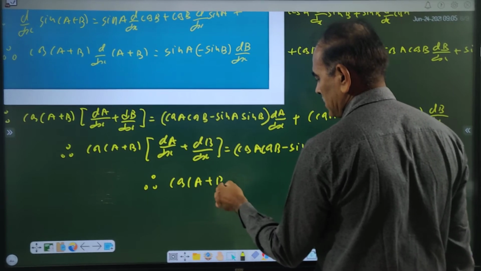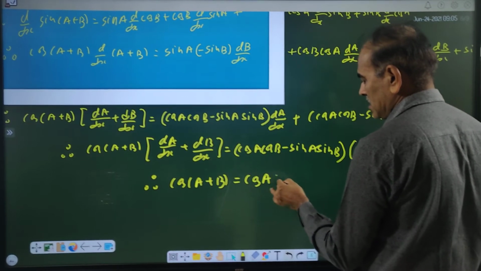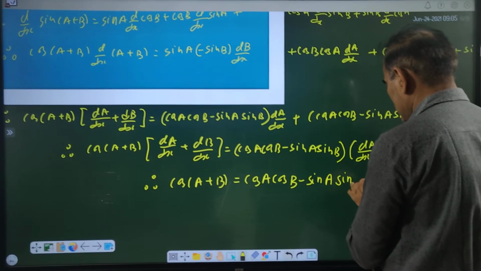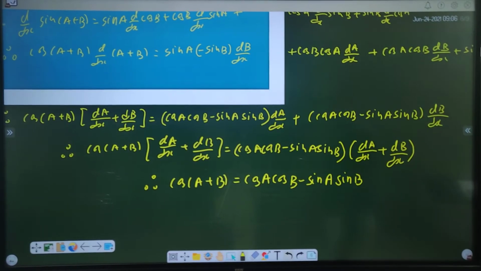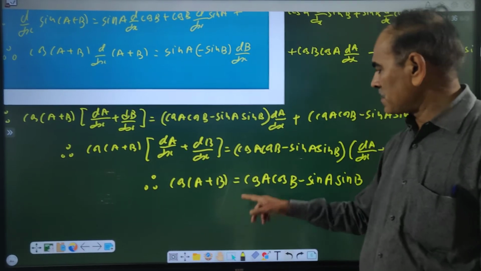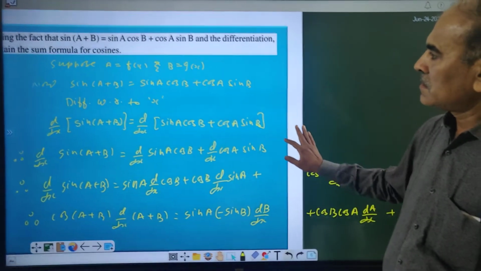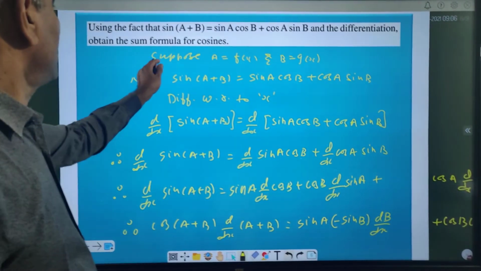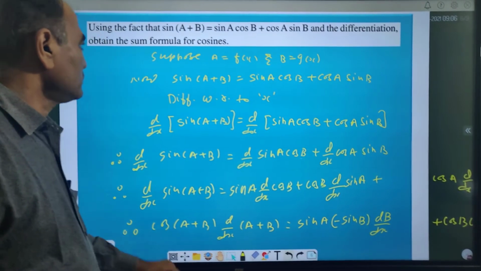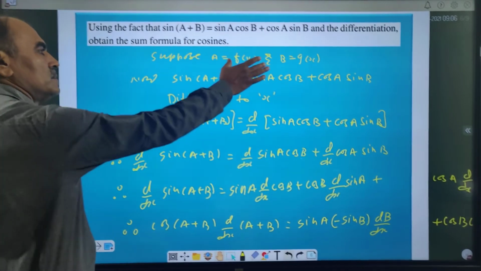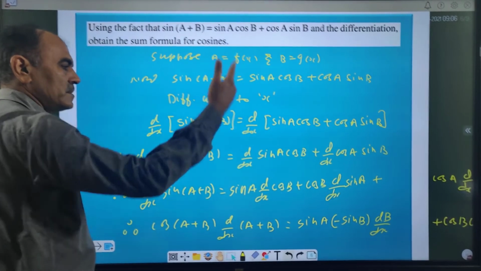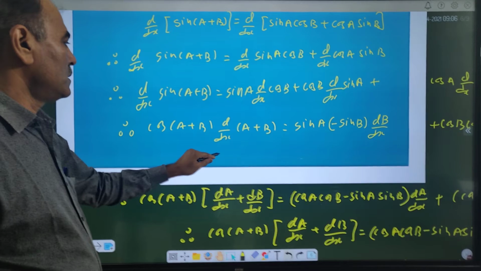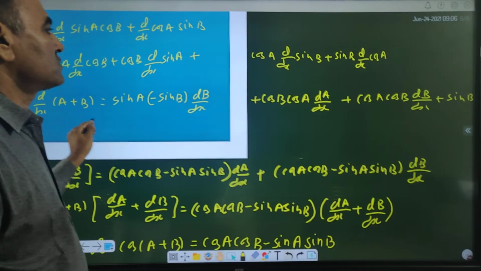Cos of A plus B is equal to cos A cos B minus sin A sin B. So you can use any form and you can obtain any other one. See? Using the formula of sin A plus B, obtain the formula of cosine. First of all, suppose both are functions of x, so we can differentiate with respect to x on both sides term by term, using the product rule and using the standard forms.